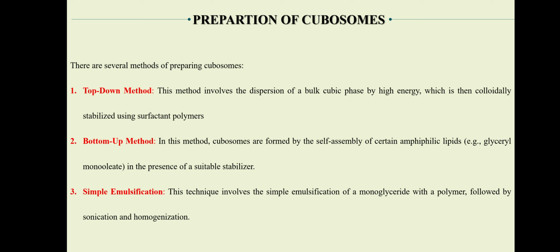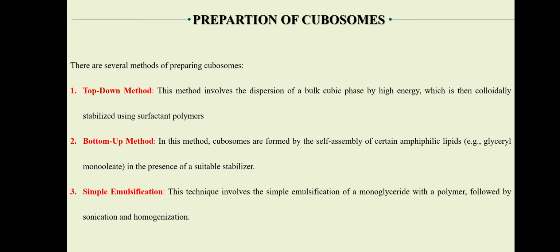Preparation of cubosomes. There are several methods of preparing cubosomes: top-down method, bottom-up method, simple emulsification method. In the top-down method, this method involves the dispersion of bulk cubic phase by high energy, which is then colloidally stabilized by using different surfactant polymers.